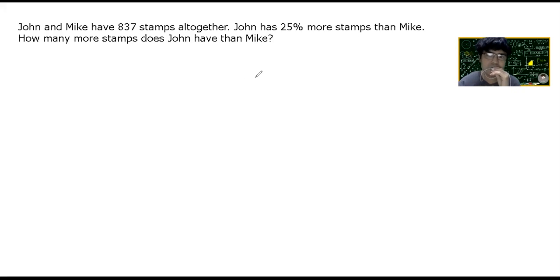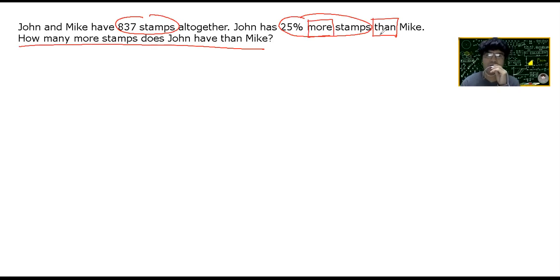Suppose this is percents, okay? The total number of stamps is 837. Do not forget to encircle the given and underline the question. Box the math word, meaning there's a "more than" word, and the "altogether": they have the total and they are comparing.